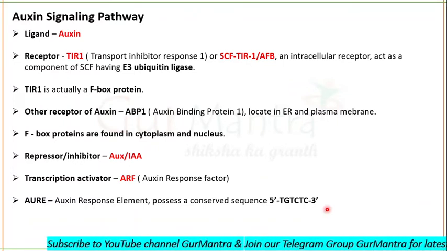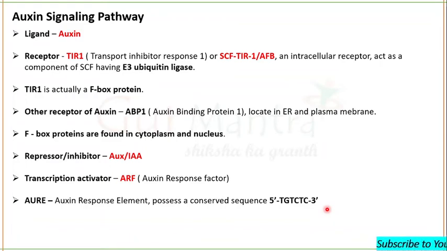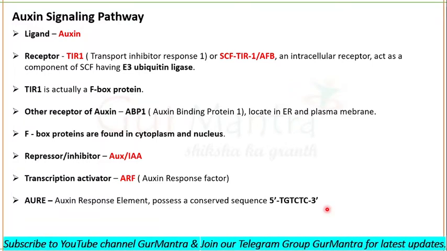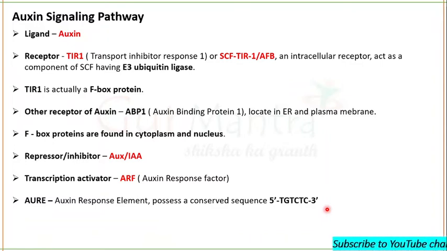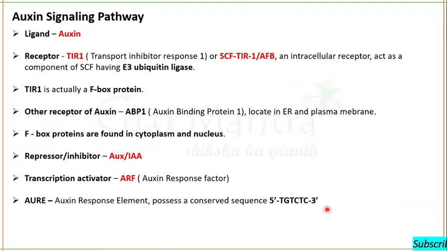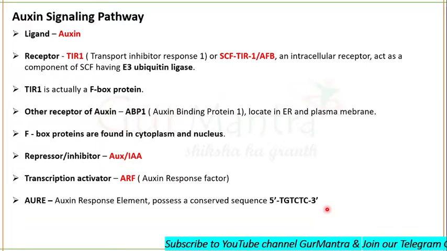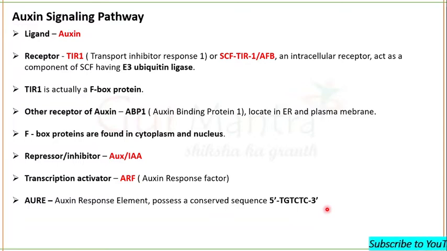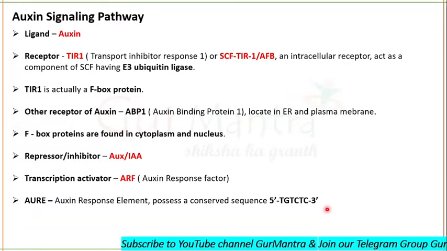Everything is clear now. So what is the ligand in the auxin signaling pathway? It's auxin itself, and the receptor is transport inhibitor response 1, also known as SCF-TIR1/AFB, which is an F-box protein. F-box is a component of the SCF complex, and it has E3 ubiquitin ligase activity. It is an intracellular protein. The other receptor of auxin is ABP1, and the repressor is AuxIAA. The transcription activator is the auxin response factor, which acts upon the auxin response element having the conserved sequence TGTCTC in the 5' to 3' direction.